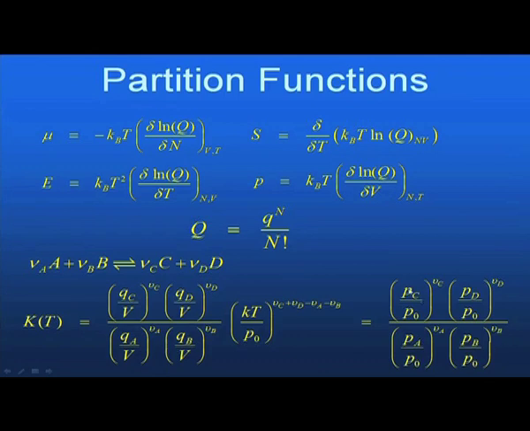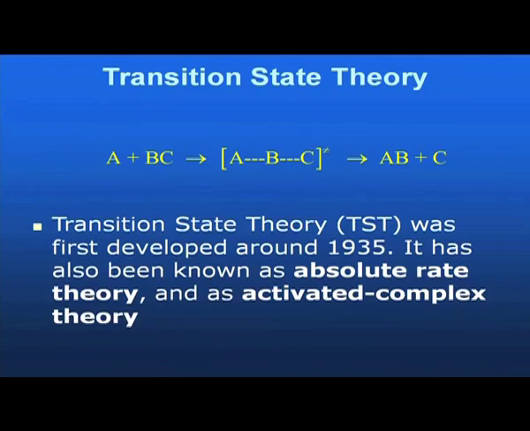So, it is a kind of activity, P by P0, a dimensionless quantity. So, activity of C to the power nu C, activity of D to the power nu D, activity of A to the power nu A, activity of B to the power nu B. Okay. So, this is the expression for the equilibrium constant at a temperature T. Now, we will try to apply these expressions at the appropriate places.